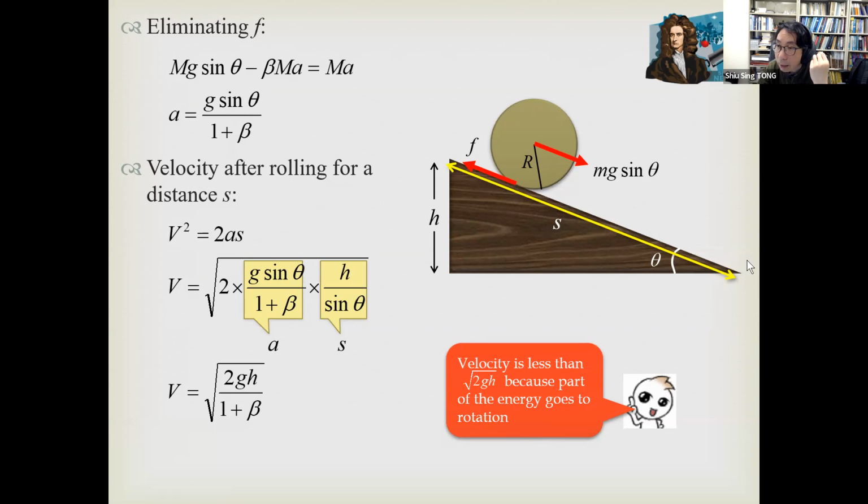The distance moved forward by the cylinder is along the inclined plane, so I can rewrite the distance in terms of the vertical height, h, that the cylinder has descended. I can write s as h over sine theta, because h is s sine theta. After canceling the sine theta, I find v to be the square root of 2gh over 1 plus beta. Now you can see, if beta is 0, that means the rotational effect is not taken into account. If that is the case, then the velocity will simply be the square root of 2gh, which is just the conservation of energy you learn in high school. You release an object from a certain height, and after falling that height h, it acquires a velocity equal to the square root of 2gh. That is the result you learn in high school for the case without rotation.